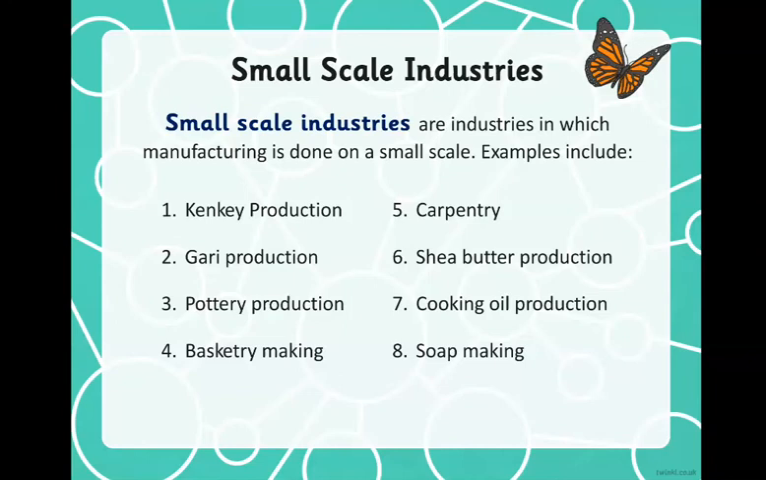In this lesson, we shall learn about small-scale industries found in our communities. These industries are referred to as local industries. Some examples of common local industries in our communities are kenkey production, garri production, pottery production, basketry production, carpentry, shea butter production, cooking oil production, and soap making. We will look at a few of these in this lesson.